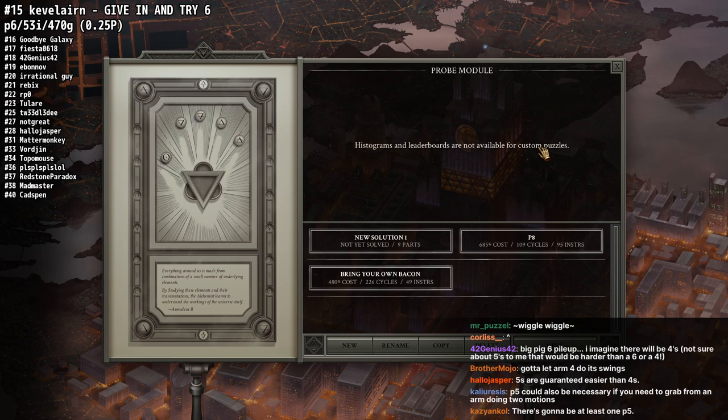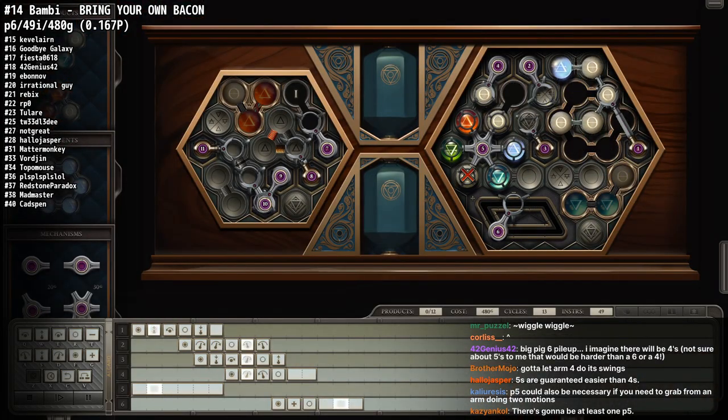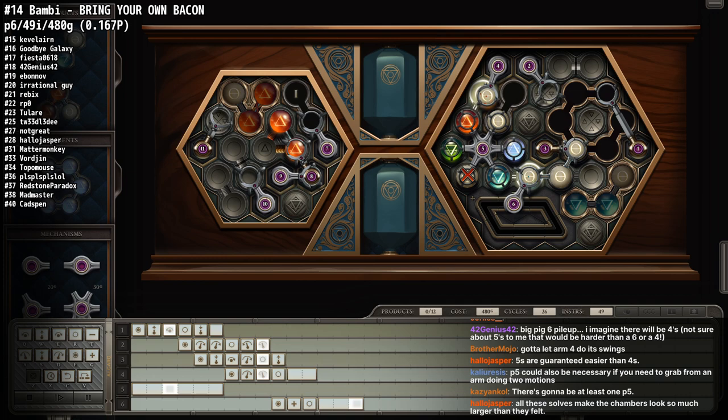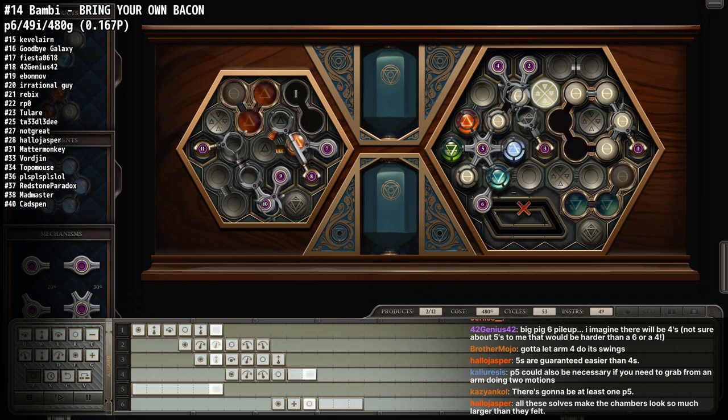Next up is Bambi with another small instruction drop. A little bit higher, four instructions. Yeah, that's a bit more. Bring your own bacon. Add 1/6. Bring your own bacon. So this one uses this track loop. Normal track loop. Yeah.